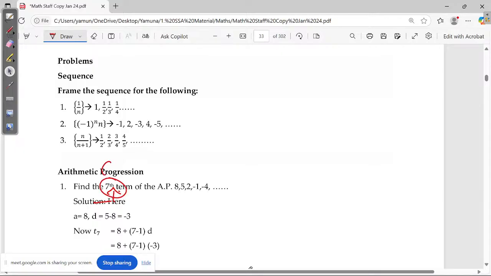What is A here? See, this is the progression. They have given us an arithmetic progression. So A is 8 here. Then D is 5 minus 8, which is minus 3. We have to be very careful: second term minus the prior term.